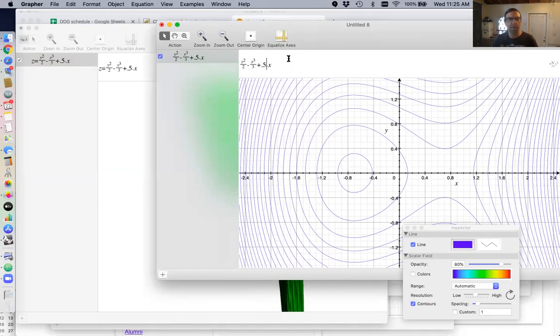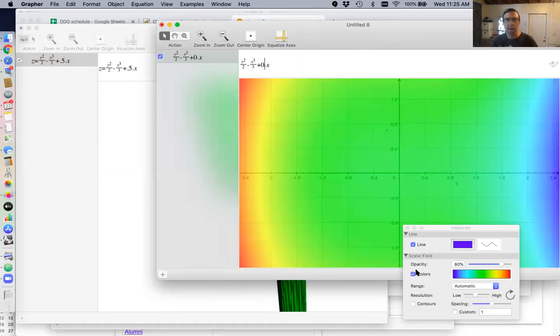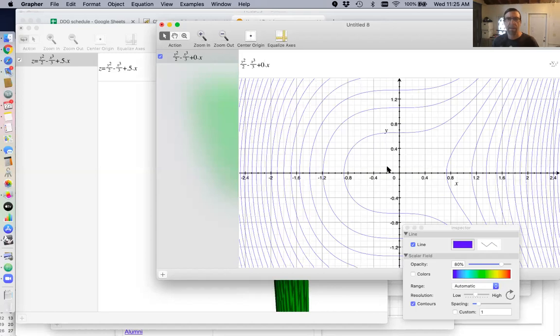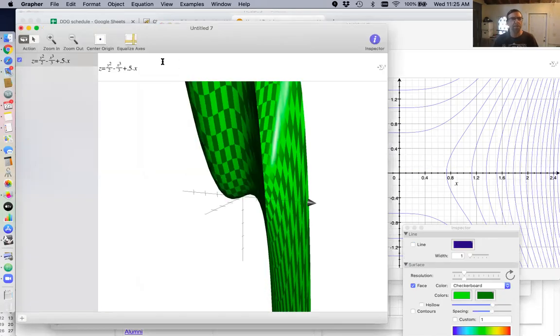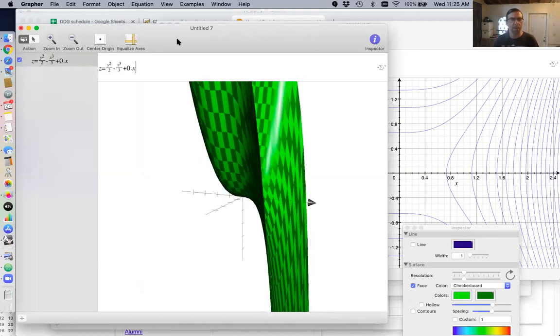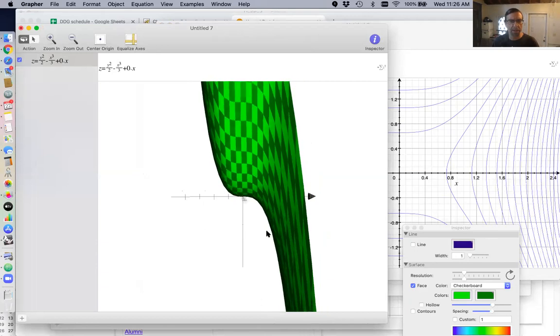Let's go all the way down to 0, just so we can see what happens. That's what happens when we get 0. We can look at the 3-dimensional picture when a is 0, to give you some kind of feel. There's the 3-dimensional picture when a equals 0.